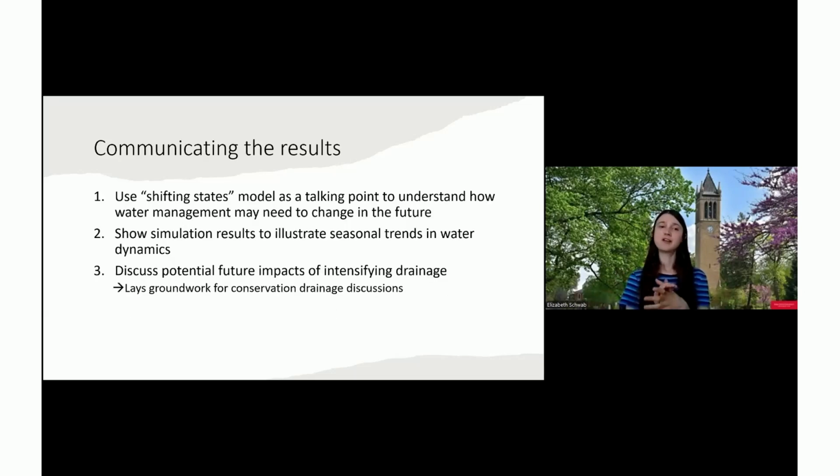So how do we do that? Three main points here, starting out by using this sort of shifting states or migrating climates, however you want to think about it, model as a talking point to understand how and why we might need to change our water management strategies in the future. Then we can use these simulation results that I've just shared with you to illustrate seasonal trends in water dynamics, and then move forward by discussing the potential future impacts of intensifying drainage. And so again, this lays the groundwork to talk about conservation drainage practices and how they might be applicable in certain situations.